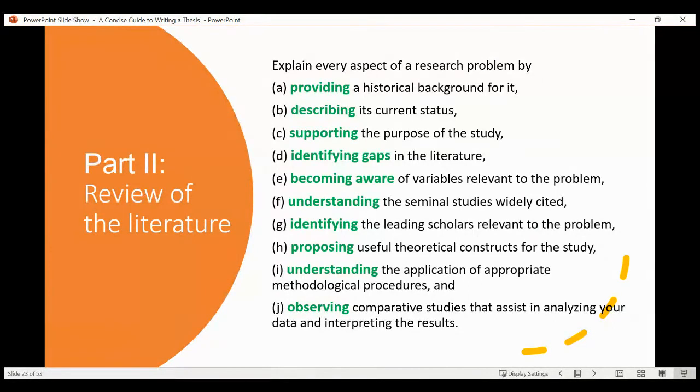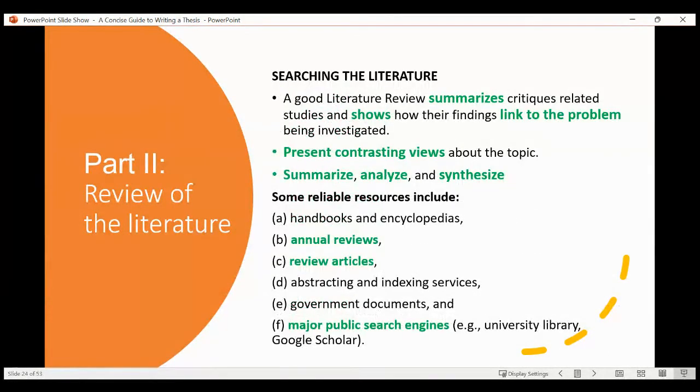This is another very important purpose of literature review: observe comparative studies that assist in analyzing your data and interpreting the results. So if you master some of these techniques or tips, believe me, writing a literature review is going to be a piece of cake. And I have other suggestions, tips and techniques. Let's move now to searching the literature.